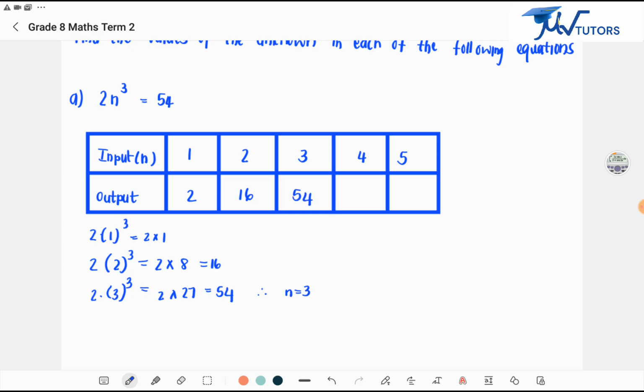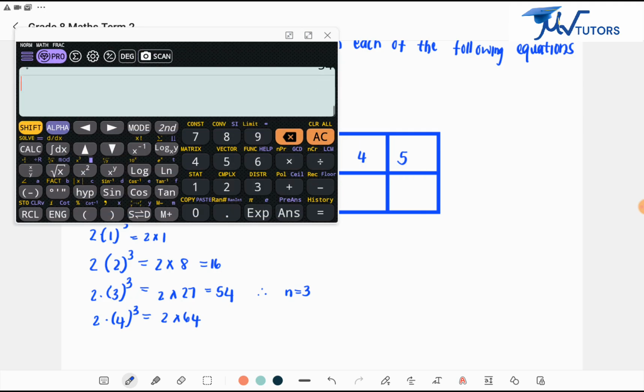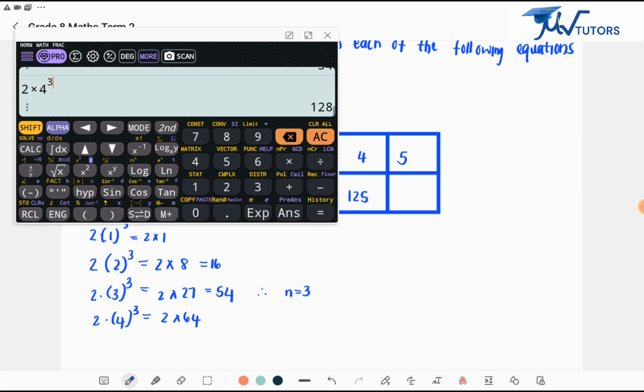Let's just complete the table. If we had 2 times 4 to the power 3, that's basically 2 times 64. Okay, 128. I'm thinking. Okay, yes, 128. Or you could just put it as it is, 2 times 4 to the power 3. Okay, 128. And then what if we had 5? 2 times 5 to the power 3. So we have 250.